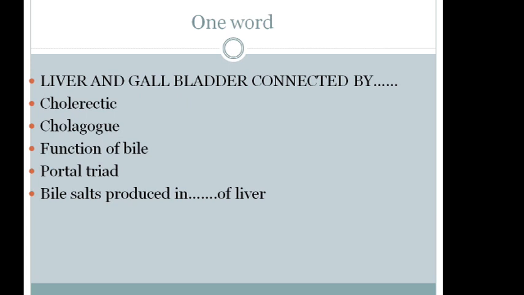Very good. Bile salts are produced in, fill in the blank, of liver. Okay, everyone understands. The portal triad contains the portal vein, hepatic artery and tributaries of bile, not bile duct, you can say branches of the bile duct. Okay. Bile is produced in the hepatocytes of the liver, from cholesterol. Okay, it's correct. Hepatocytes, very good.